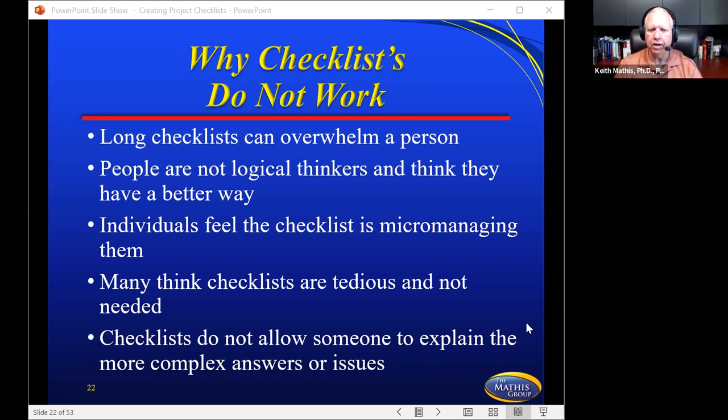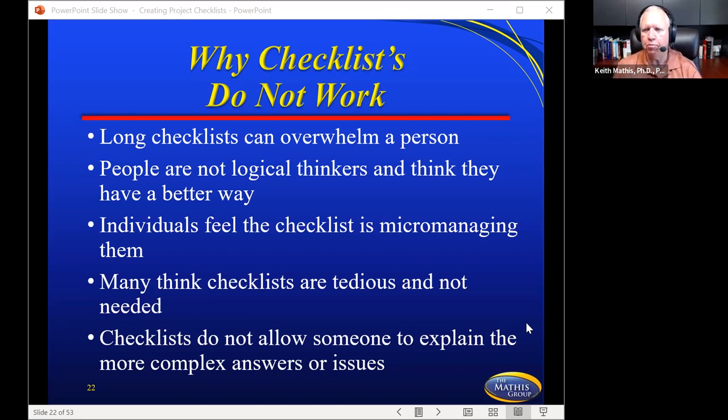People are not logical thinkers and think that they have a better way. And you see this in the workplace. That's one of the big reasons why people fight against a checklist. Individuals feel the checklist is micromanaging them, and the truth is it is. It's causing us to take these steps because we have determined in that organization that these steps in this sequence is the best way. And then many think that checklists are tedious and they're not even needed in some situations.